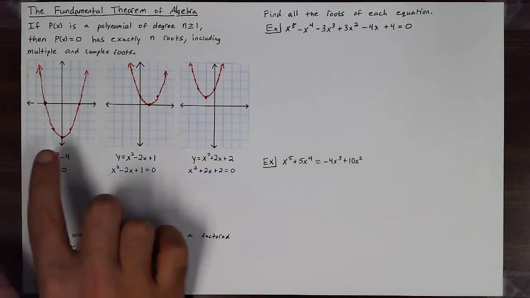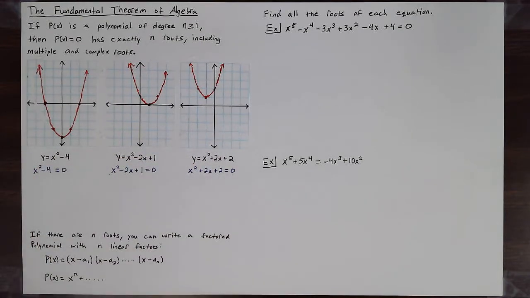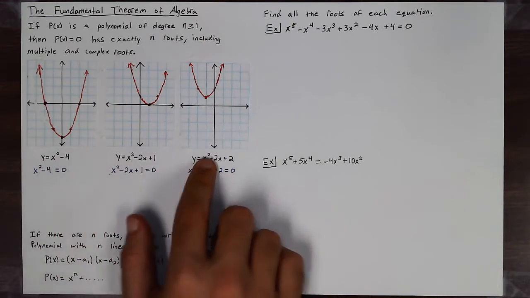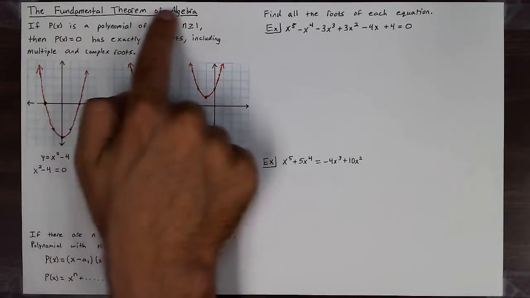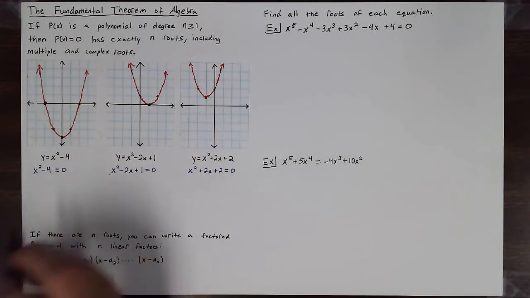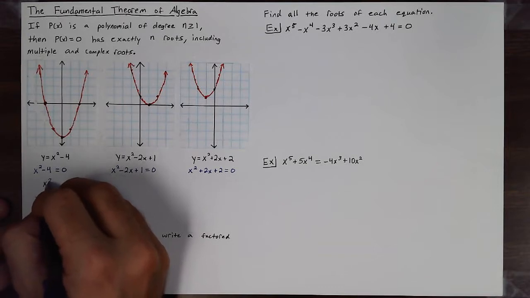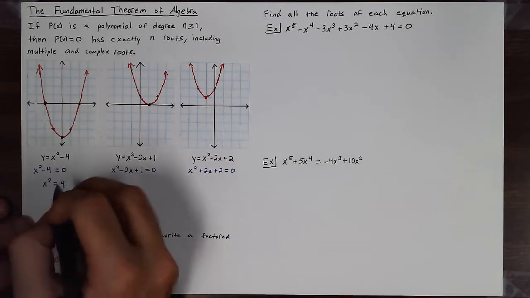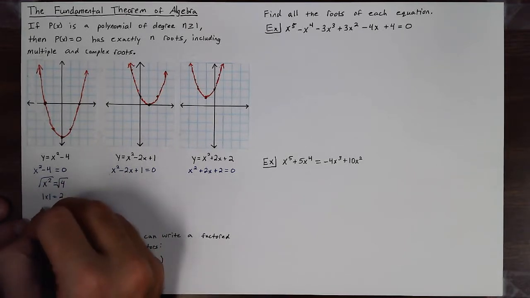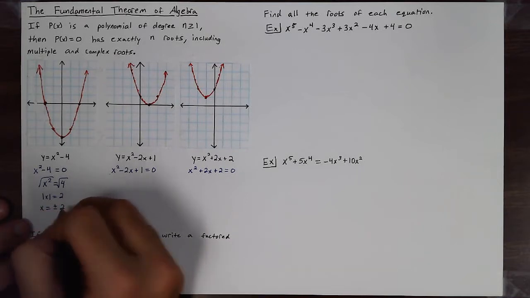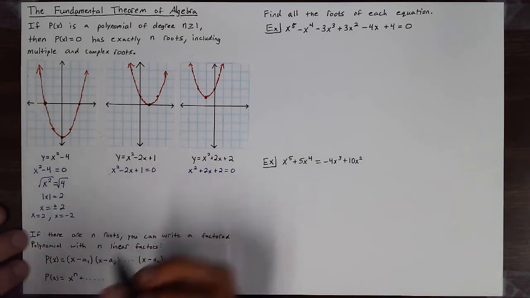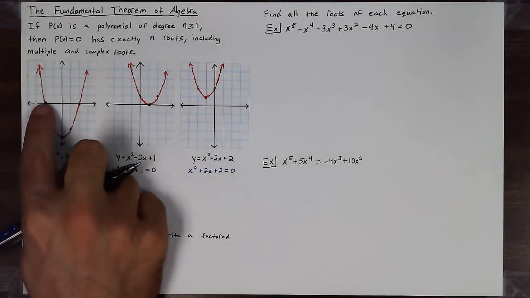So for example, these are all quadratic equations or quadratic functions that we're going to find their zeros. And you'll see here, since they're all degree 2, there should be 2 roots for all of them according to the fundamental theorem of algebra. So if I were to solve this equation, I can just add 4 to both sides, take the square roots of both sides, get the absolute value of x is equal to 2, and I end up getting x is equal to plus or minus 2. So I have two solutions, x equals 2 and x equals negative 2. And you can see that on the graph too, it crosses the x-axis twice.